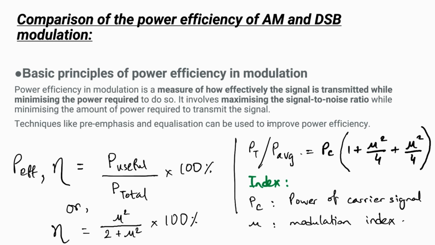Always remember that the useful power would always be the upper and lower sideband power. Like here, as you can see, both for upper and lower sideband power, it's mu squared by 4. So always remember that the upper and the lower sideband power are the useful power, and the extra inefficient power comes from the carrier signal.